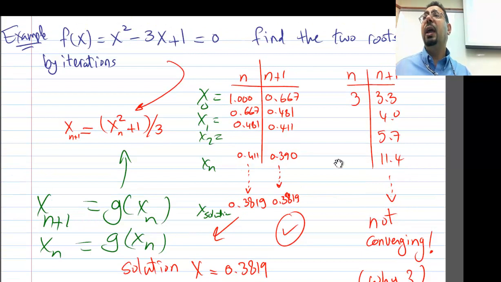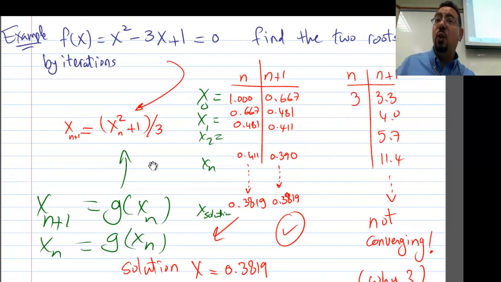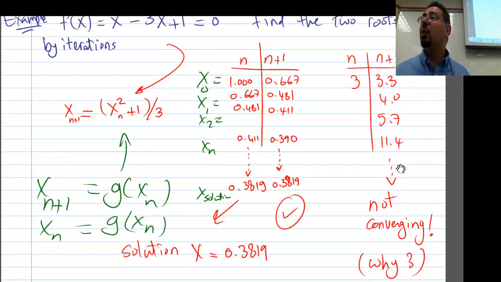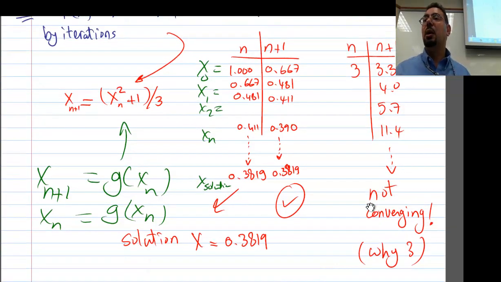Sometimes with the same formula, if you start with the wrong guess, by wrong I mean a little bit far away from the root, that will throw us away. Here he starts with 3, he gets 3.3, he tries 3.3, he gets 4, he tries 4, he gets 5.7, he tries 5.7, he gets 11.4, and you see the trend, right? He's going to infinity basically. So the same formula with some guesses converges, and with others, we call it what? Diverges. The solution is diverging, not converging.